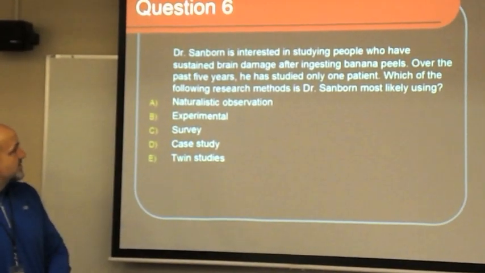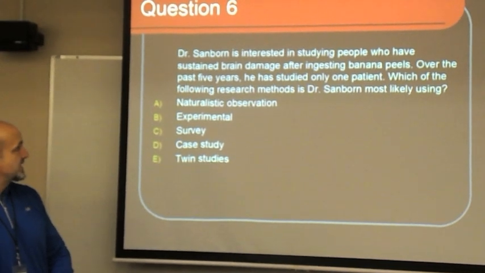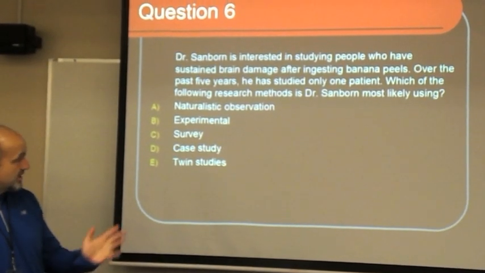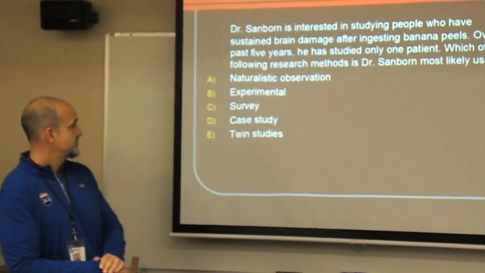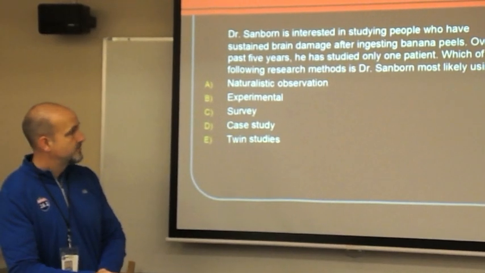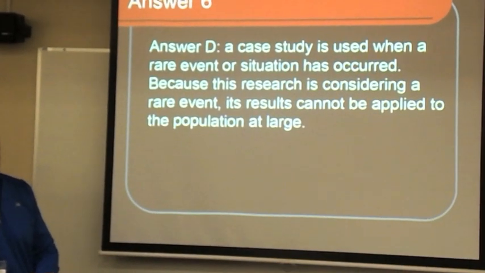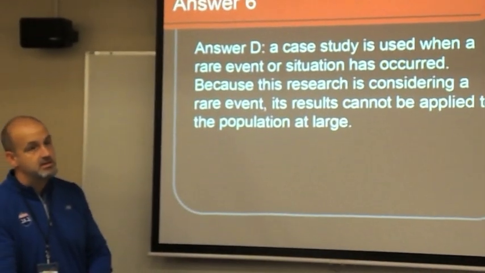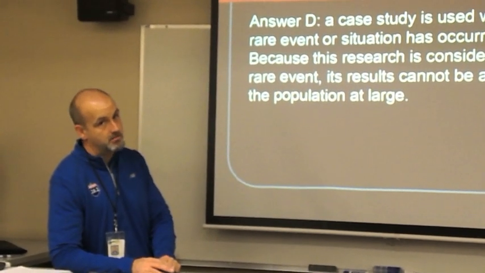Now, Dr. Sanborn, another question, is interested in studying people who have sustained brain damage after ingesting banana peels. Over the past 5 years, he has studied only one patient. Which of the following research methods is Dr. Sanborn most likely using? Now the key in that question is one patient. He's studying one individual. Is it naturalistic, experimental, survey, case study, or twin studies? Now, the answer is D, case study. A case study is an in-depth interview or study of a single individual or a very few people. Okay? Now again, the problem with case studies is they can't be applied to the general population. In that particular example, how many people actually had brain damage from banana peels? Probably a rare amount of people.